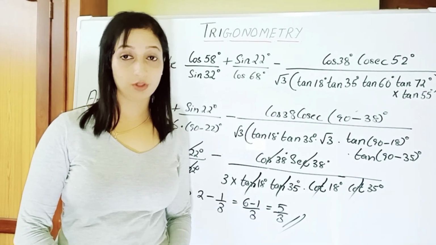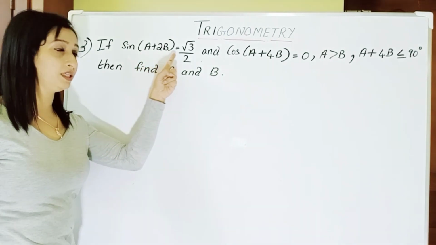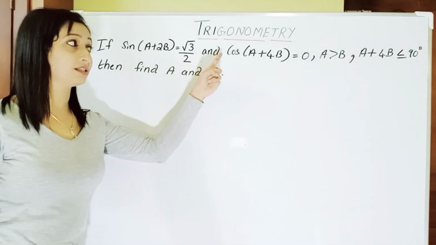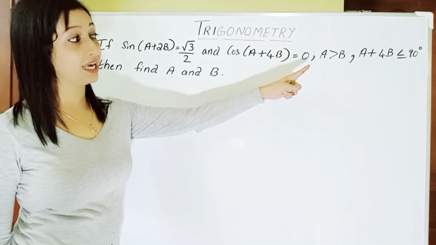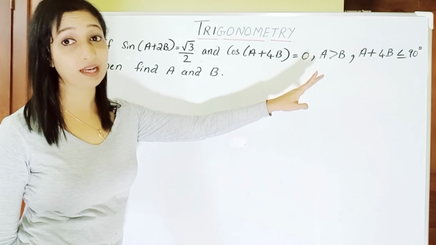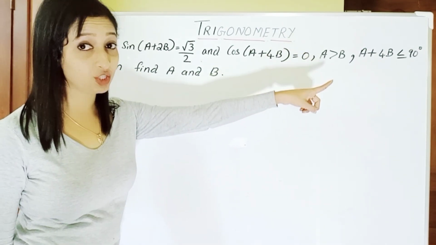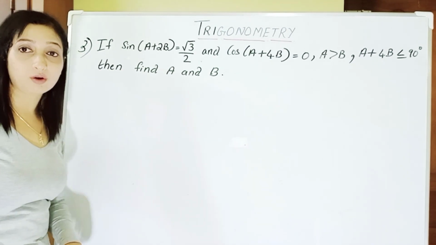Now let's move on to the third question. If sine of a plus 2b is equal to root 3 by 2 and cos of a plus 4b is equal to 0, and a is greater than b, and a plus 4b is given to be less than or equal to 90 degree, then find a and b. So you need to find out a and b.